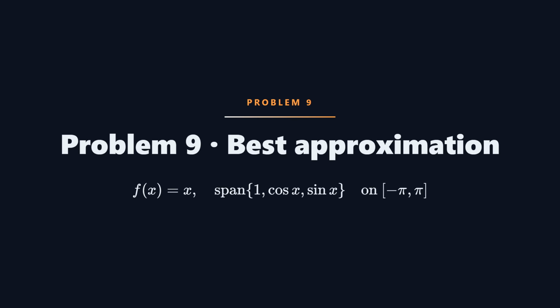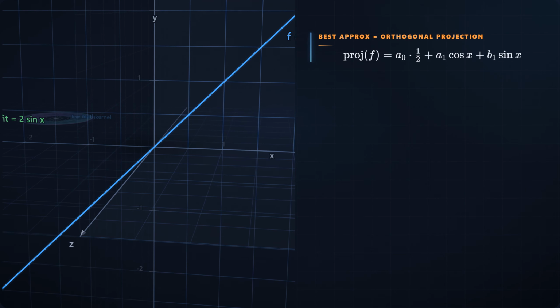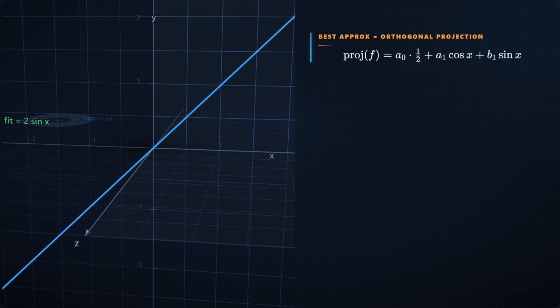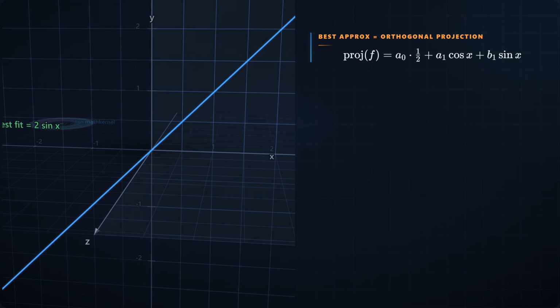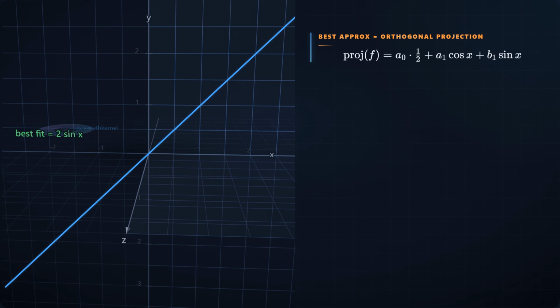Problem 9. Projection onto a subspace, now in function space. The closest trig combination to a given function is its truncated Fourier series. Find it for f of x equals x. Pause and try. The best approximation in a subspace is the orthogonal projection onto it, and in the trig system, that projection is just the truncated Fourier series, keeping only the constant, cosine x, and sine x terms.